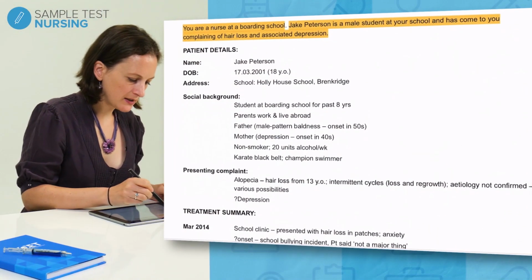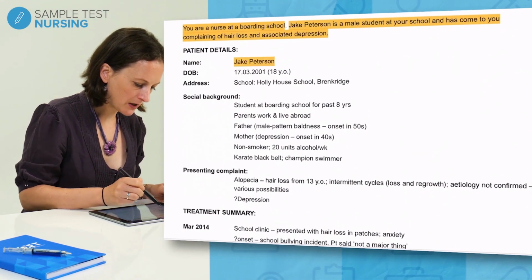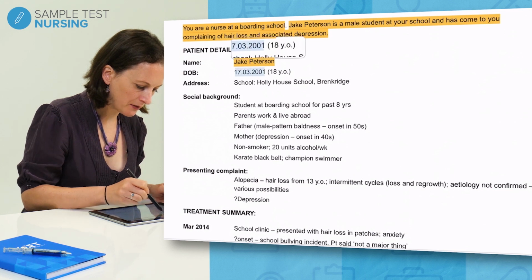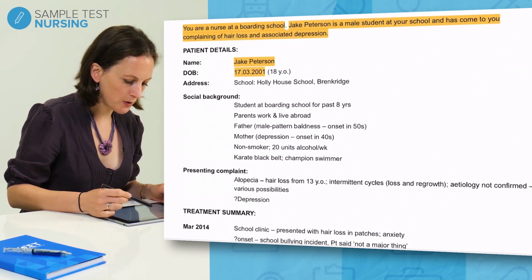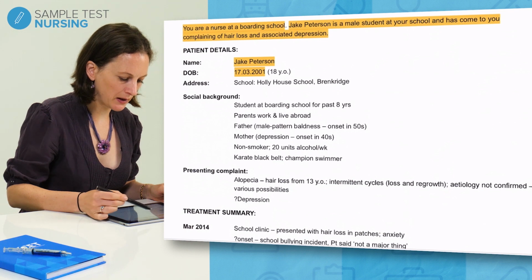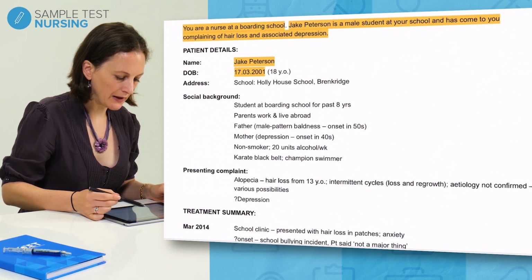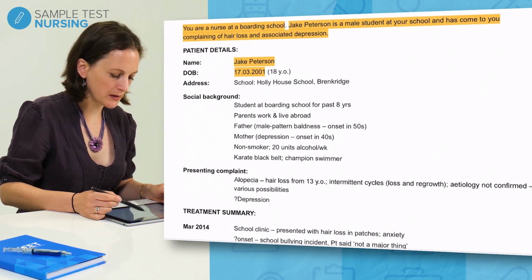In the reading time, you have to make mental notes as you read for your understanding, but I'm going to highlight the notes which I pick out to be relevant so you can see what I'm doing. Jake's name and date of birth are going to be useful to include in the RE line, but his age is not particularly important given that he's about to go to university. And the address of the school is also not something I need to include.